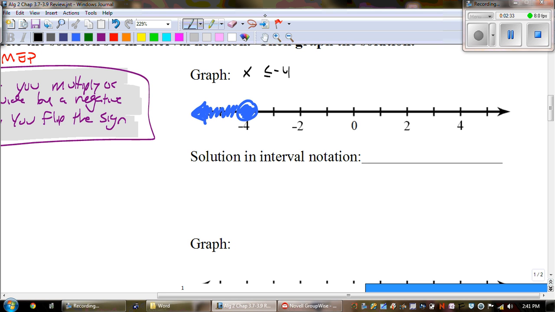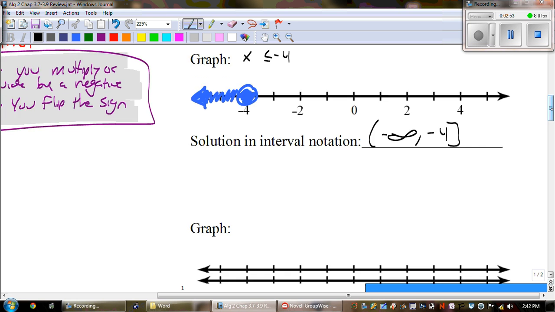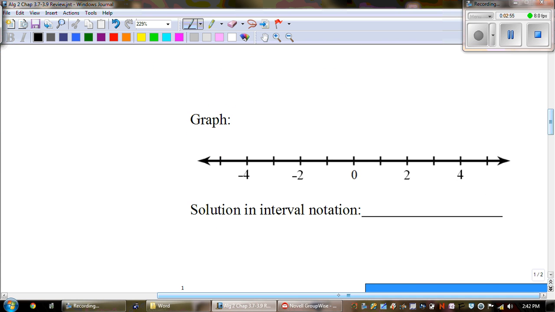So interval notation, where does the graph start? Well, it starts all the way to the left, which is, yeah, that's negative infinity. So negative infinity, we use parentheses, and then our graph stops at negative 4. And exactly negative 4. It can equal negative 4. That's why we have a bracket. All right, next one.